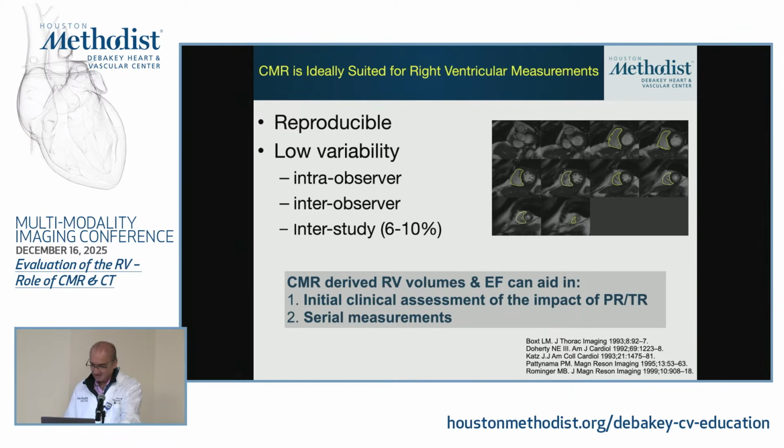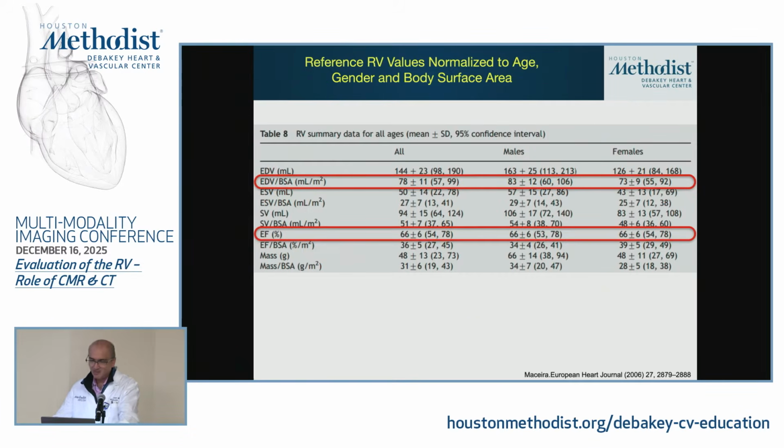Serial MRI studies can be useful to follow the right ventricle. Now, as I mentioned at the very beginning, you don't want to just look at relative sizes. You want to look at absolute sizes to say what's the size of this right ventricle. And the best way, because it's a three-dimensional structure, is to look at the right ventricular volume. What we want to know is what are normal values.